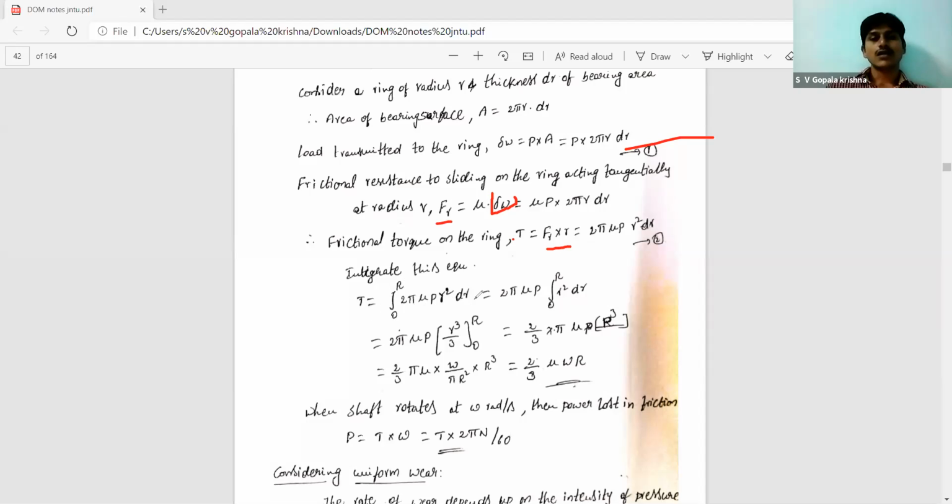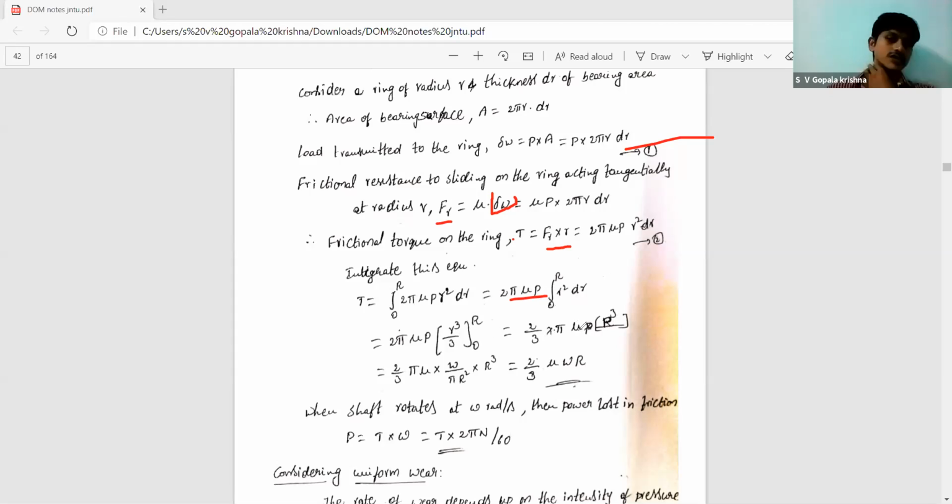In this, only the r terms are kept in the integration, and the other terms are taken out. So that is 2 pi mu p and the integration of r square dr. When we integrate r square dr, we get r cube by 3. Substituting the limits 0 to R in our equation, we get 2/3 pi mu p R cube minus 0.